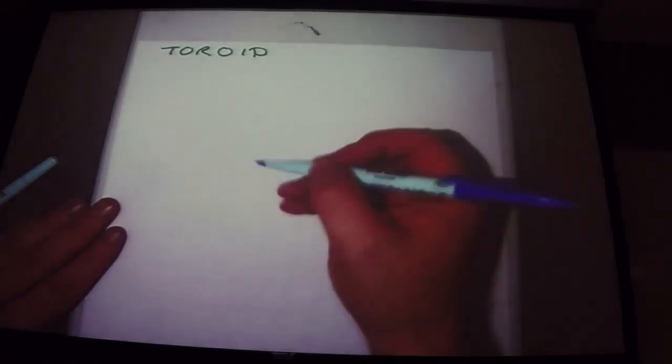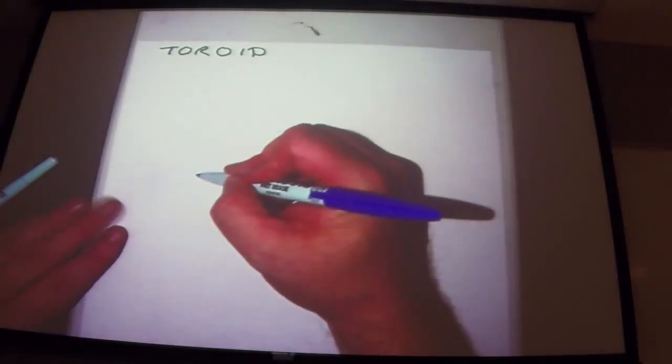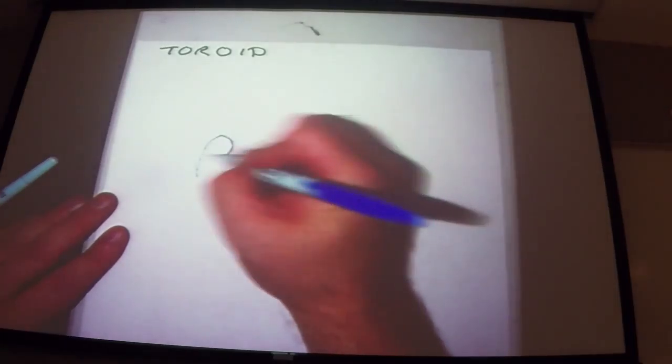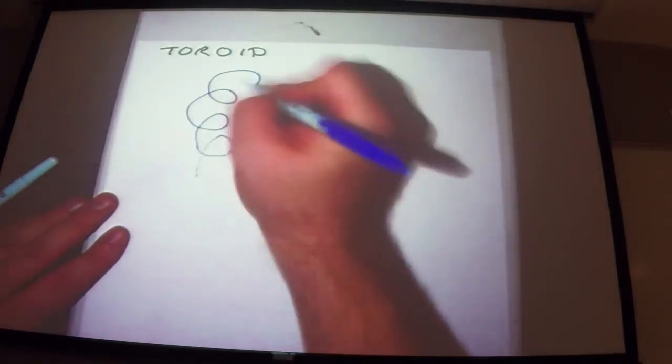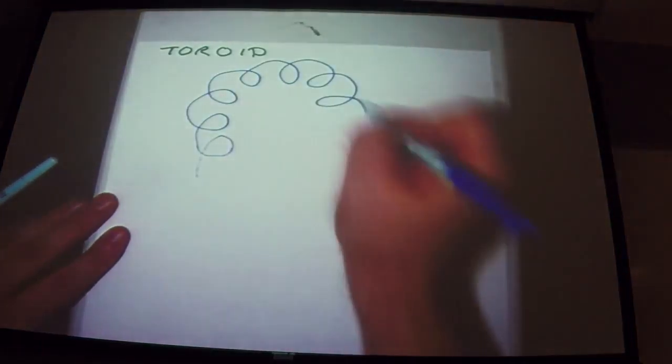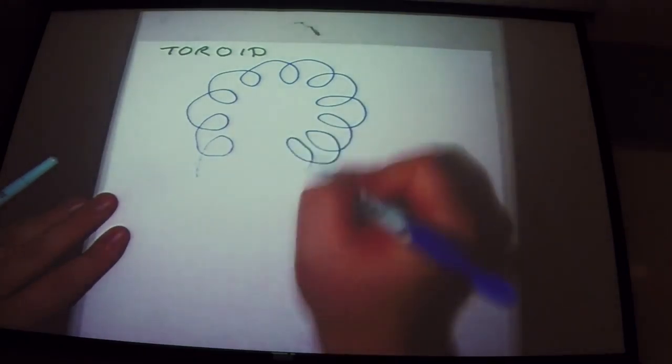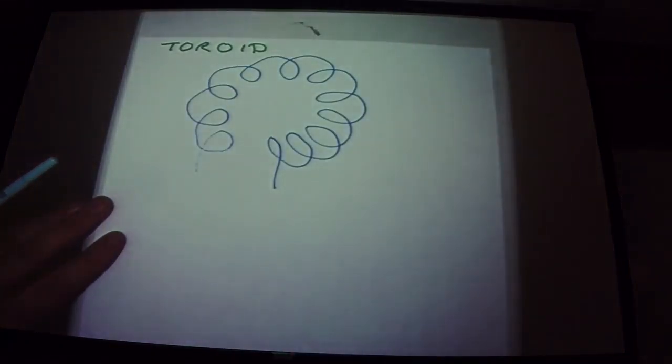Now, what a toroid is, basically, is a solenoid that's kind of been wrapped into a circle. So if I were to draw it, it's kind of drawn like this. Kind of like that.